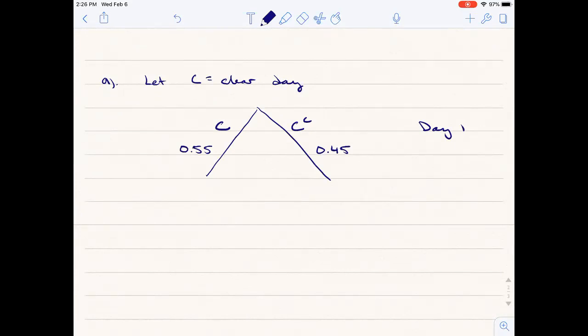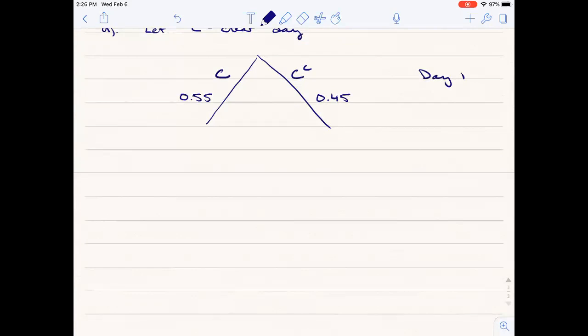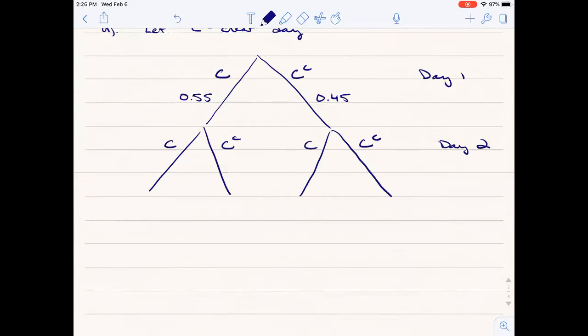And then these branches kind of change depending on if it was clear on the first day, clear on the second day, or not clear on the first day. So I'll draw my branches here. Day 2, it's a new day. So it can be either clear or not clear, clear or not clear. Doesn't matter what happened on the previous day.